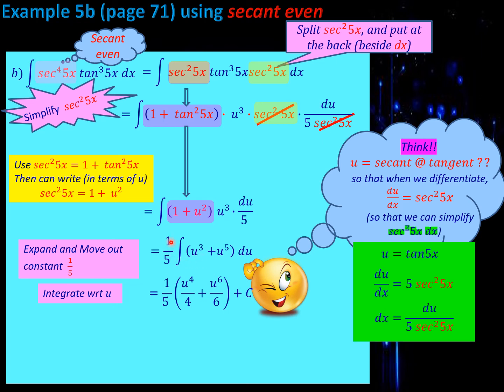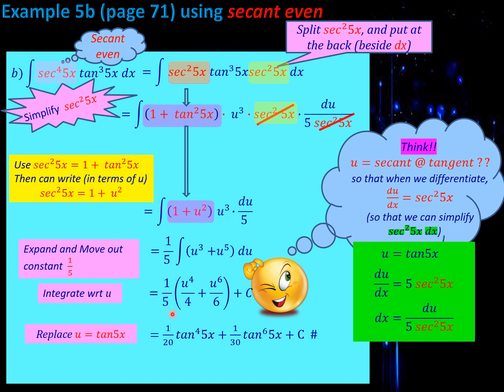So we still have 1 over 5 outside here. And then we integrate u cube, we have u the power of 4 over 4, plus we integrate u the power of 5, we have u the power of 6 over 6 plus c. And finally, we need to replace back u equals to tangent 5x.